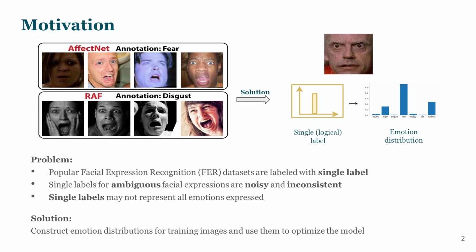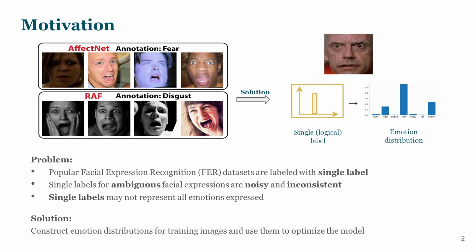Images in existing FER datasets are labeled with only one emotion category. However, in real-world scenarios, facial expressions of people can be complex and they tend to express multiple emotions simultaneously. This can lead to noisy and inconsistent annotation since different people might perceive and label facial expressions differently.